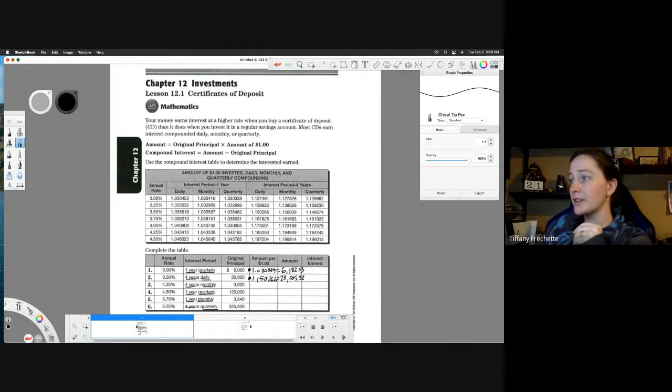So interest earned, they simply want you to take the amount you have now. So, like, this one is $6,182.03, and they want you to subtract what you put in there. So you put in $6,000. So what you have left is $182.03. That's your interest earned for this account.